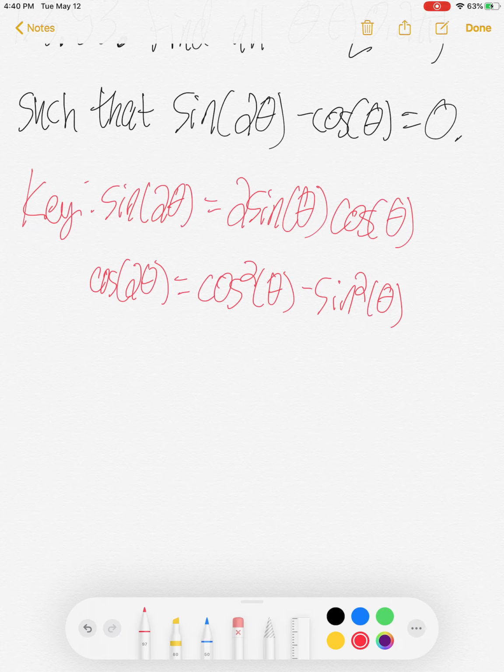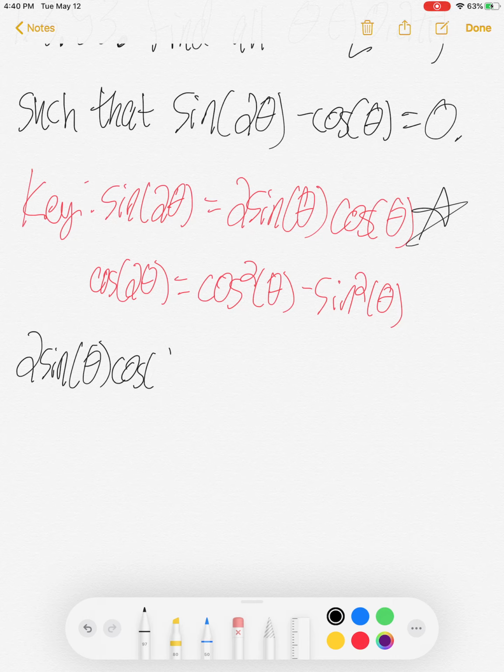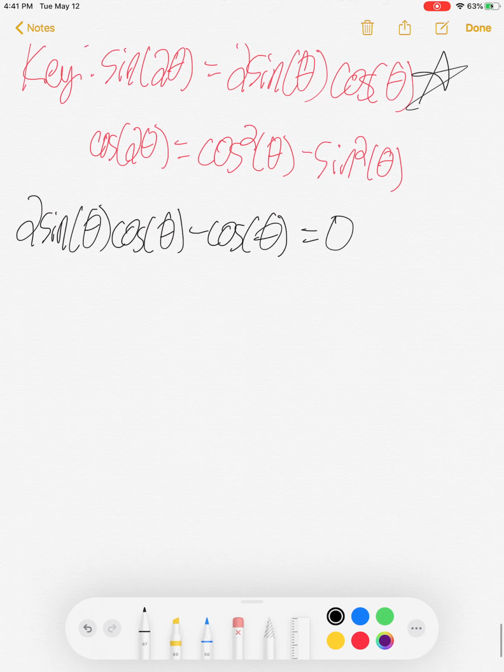Okay, so this is neat. We don't really need the cosine one here, but it's good to go ahead and review that one as well. This sine of 2 theta one is the one we're really going to need. So if I plug this into my equation, then my original equation becomes 2 sine theta cosine theta minus cosine theta equals 0.